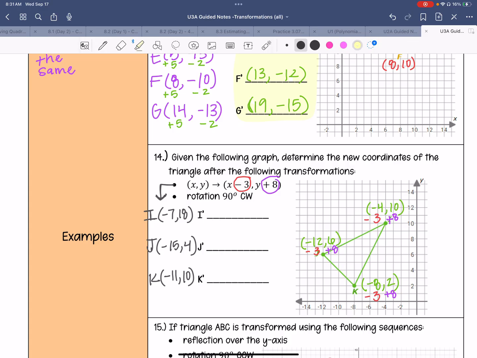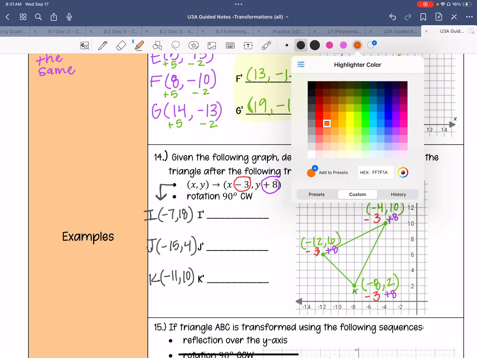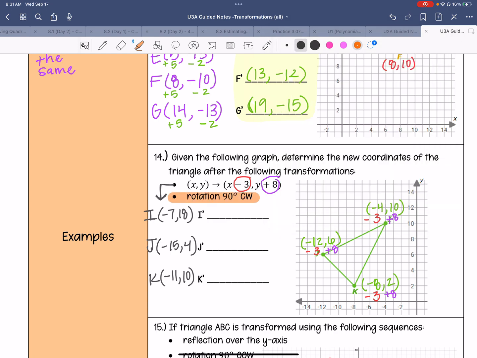All right, next I am asked to do a rotation 90 degrees clockwise. So again, if we jump to our formula sheet, then we would see that a rotation 90 degrees clockwise looks like this. All right, and remember what this means is we are going to change the sign of our x, and then x and y are going to swap places.